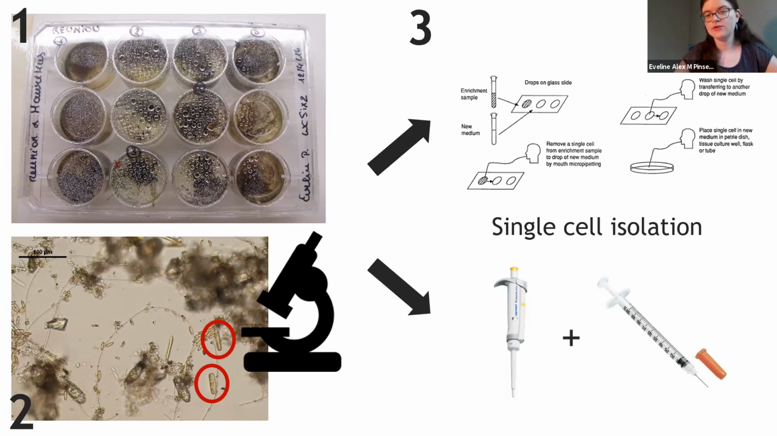But I actually made use of another method, which combines an insulin needle and an automatic pipette. The advantage of this method is that you do not have to transfer your cell from one drop to another, so it's much faster. But you can only use it for benthic diatoms. So if anyone's interested in this, I can definitely give you a protocol on how to do this exactly.